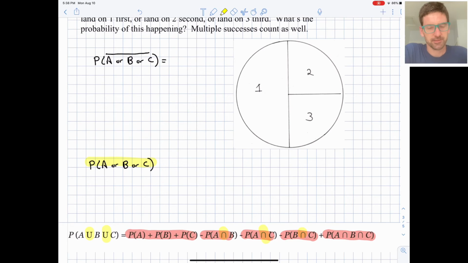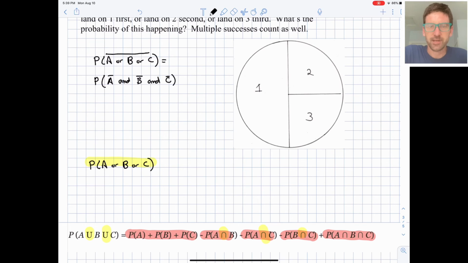Complement's pretty easy. Here, let's do it. So think about what the chance is of not getting any of the numbers in their right spot. That means we want all failures. So that's the same as this. Probability of not A and not B and not C. And that's really easy to calculate.